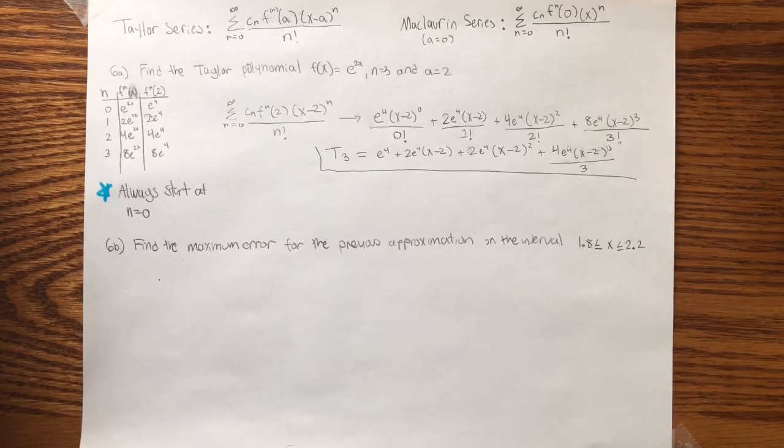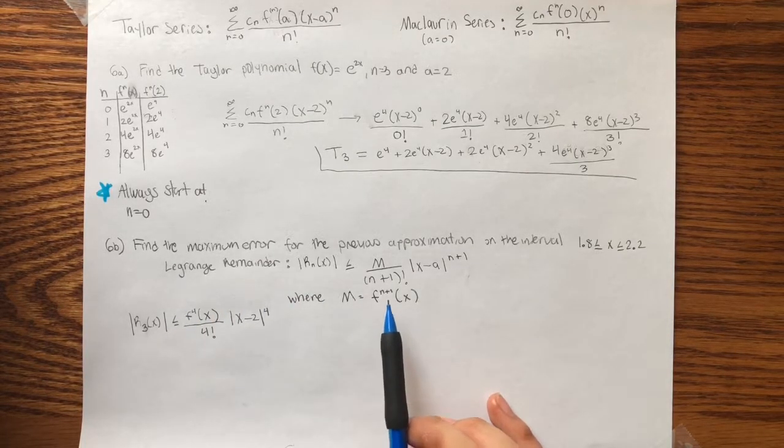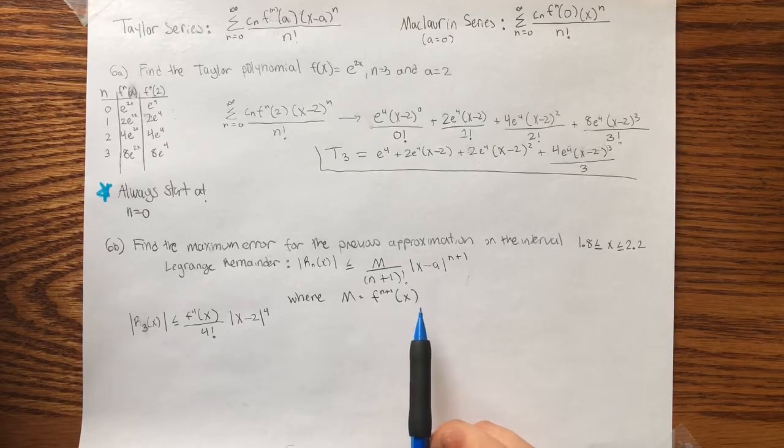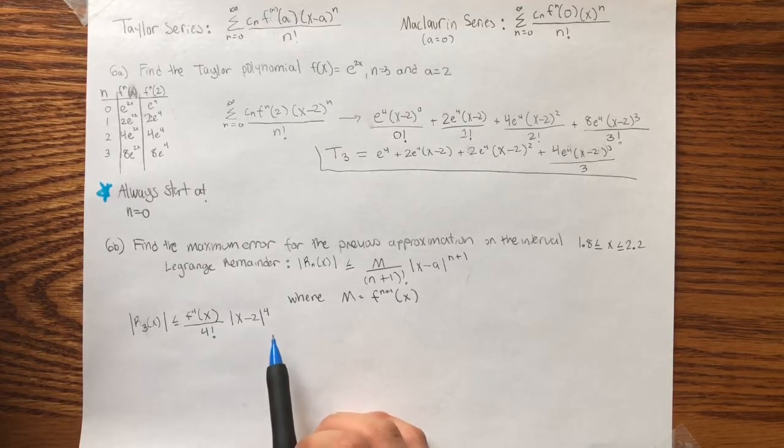Let's go over question 6b. Find the maximum error for the previous approximation on the interval 1.8 is less than or equal to x is less than or equal to 2.2. For this problem, we have to find the remainder of the Taylor series, also known as the Lagrange remainder. Here's the basic form for the Lagrange remainder, where m is f to the n plus 1th derivative of x. For our problem, we can say that the remainder for n equals 3 is this over here.